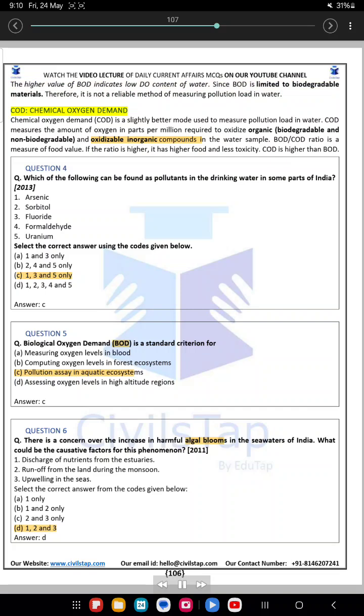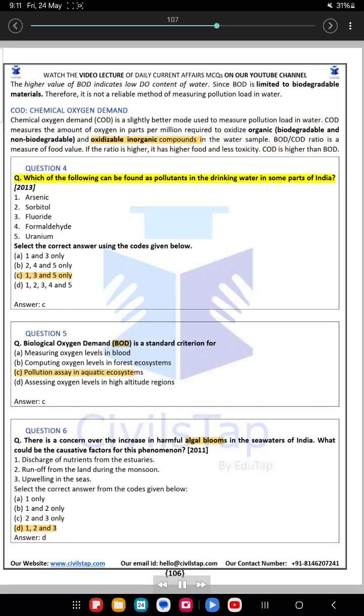COD, chemical oxygen demand. Chemical oxygen demand (COD) is a slightly better method used to measure pollution load in water. COD measures the amount of oxygen, in parts per million, required to oxidize organic, biodegradable and non-biodegradable, and oxidizable inorganic compounds in the water sample. BOD-COD ratio is a measure of food value. If the ratio is higher, it has higher food and less toxicity. COD is higher than BOD.